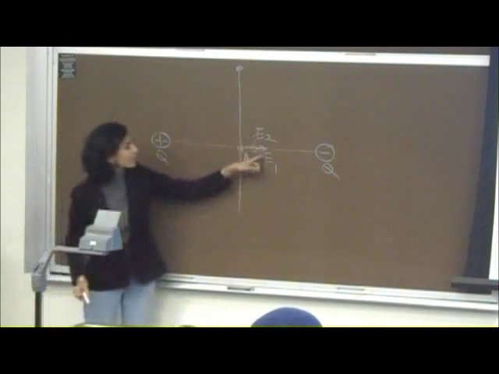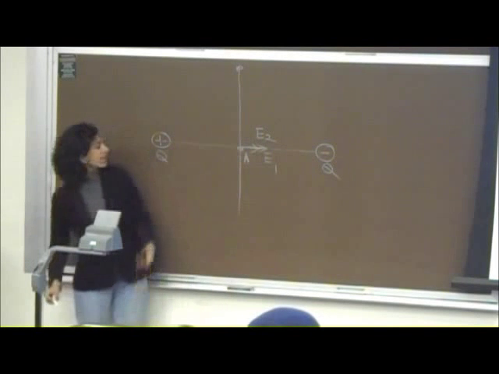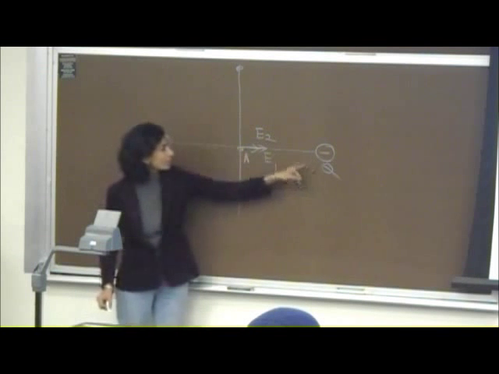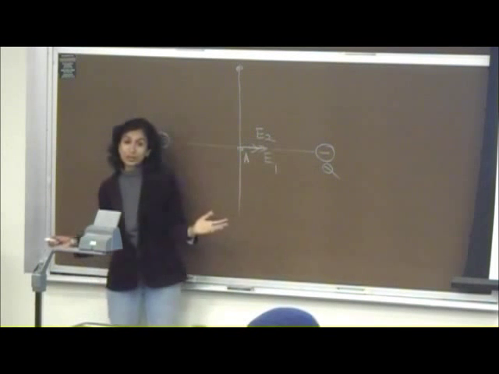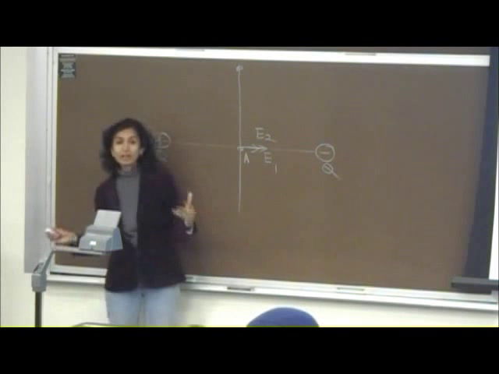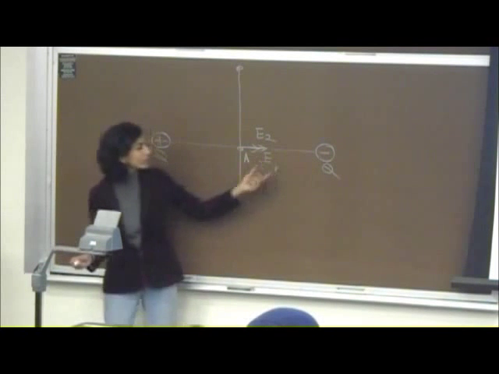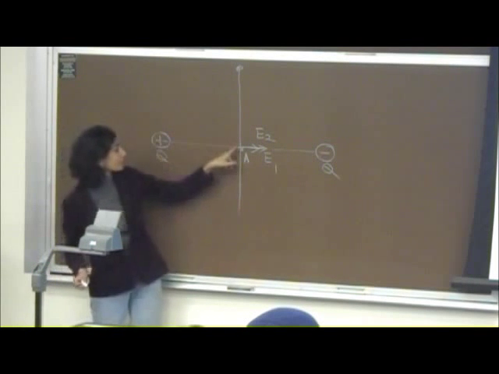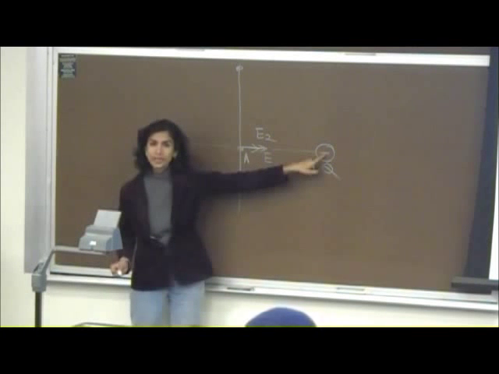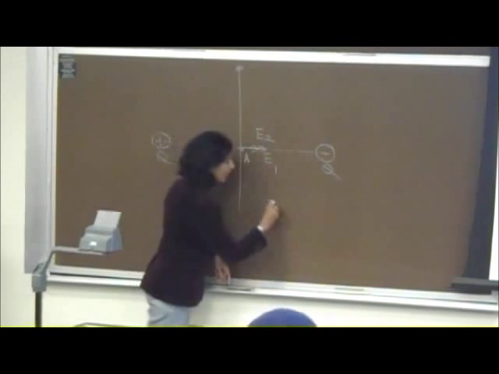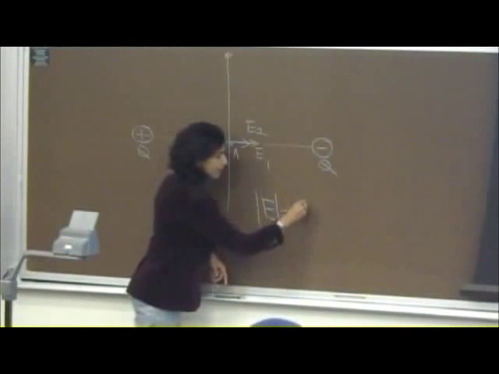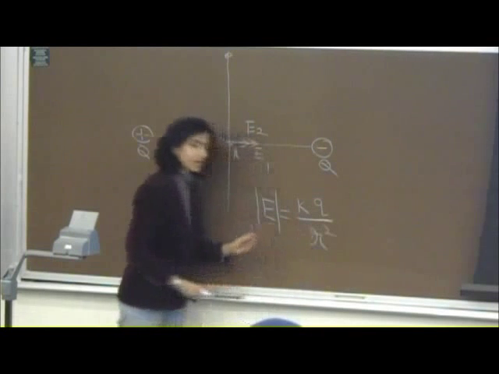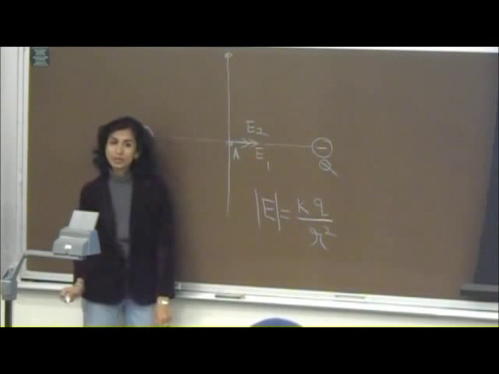So do you see that E1 and E2 are both pointing in the same direction? In this case, since the charges have the same magnitude, E1 and E2 will also have the same magnitude. So the net electric field will have a magnitude which is 2 times the electric field produced by each of these charges at this point, because these distances are the same also. You remember that the electric field magnitude was given by a constant K times Q divided by the distance squared. This is the electric field due to a point charge, the magnitude.